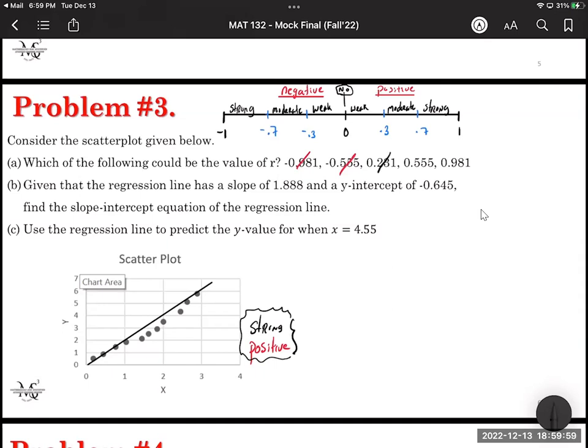0.231 and 0.555. That's right. So the only possible choice we have for R is 0.981. Right? Can you repeat one more time how we got 0.981?